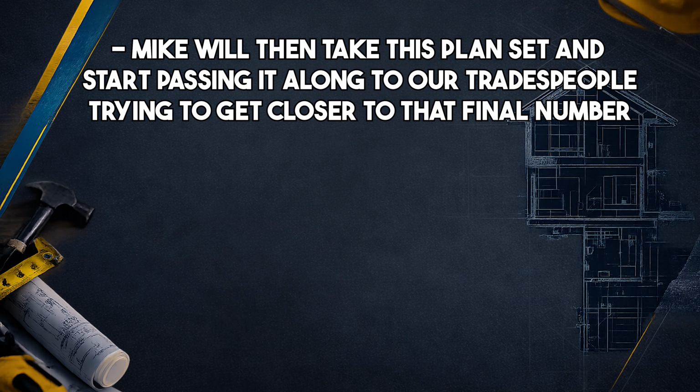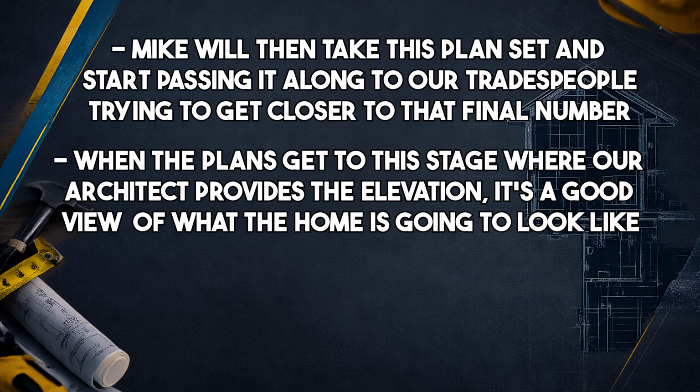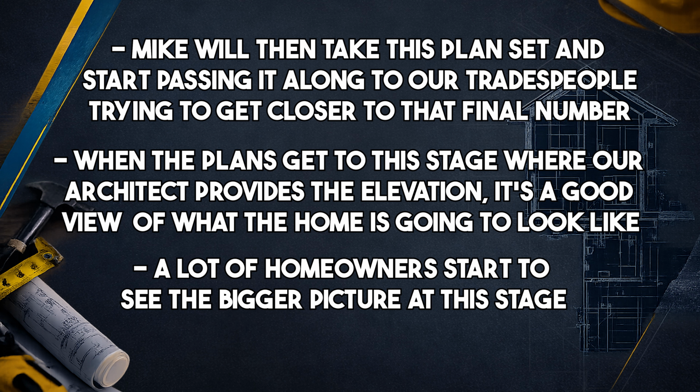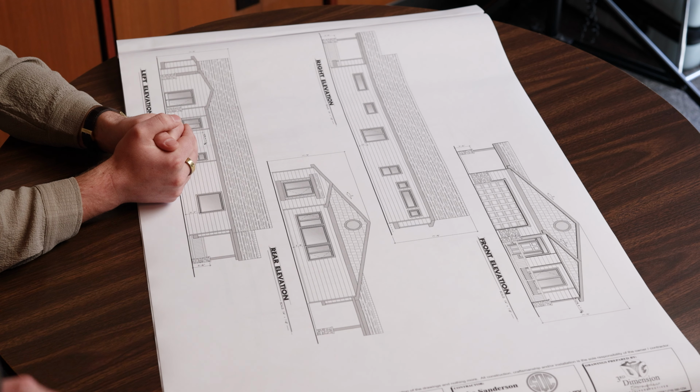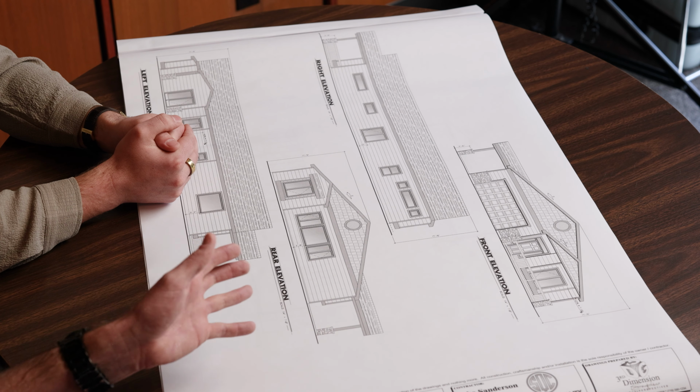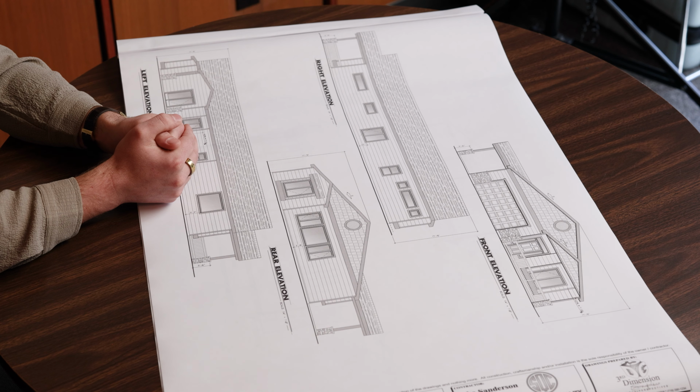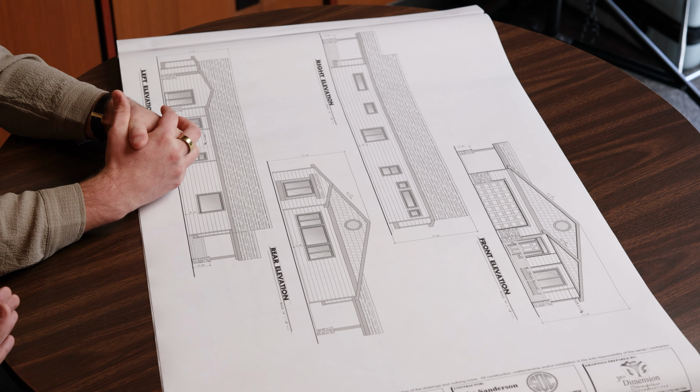Trying to get closer to that final number. Yeah, I think honestly, when the plans get to this stage where our architect provides the elevation, it's not only just elevations, it's a good view of what the home is going to look like. And a lot of homeowners are like, okay, it's starting to make even more sense. Before it was just the interior floor plan. Now we have, okay, this is what your home is going to look like. A lot of times this initial siding and where there's stone, the type of roof, that is just generic for the time being.